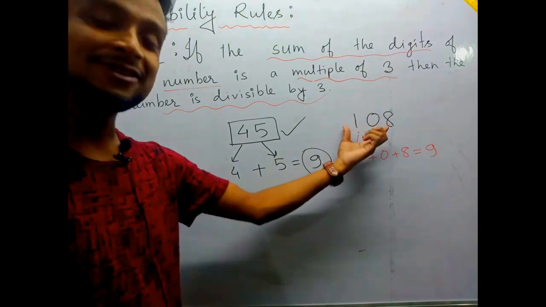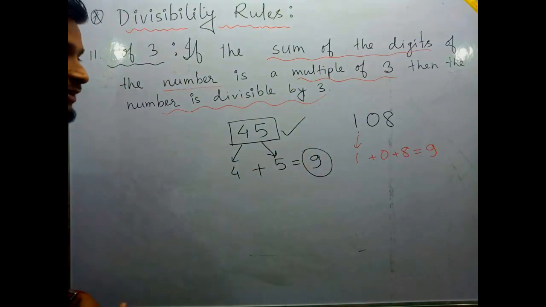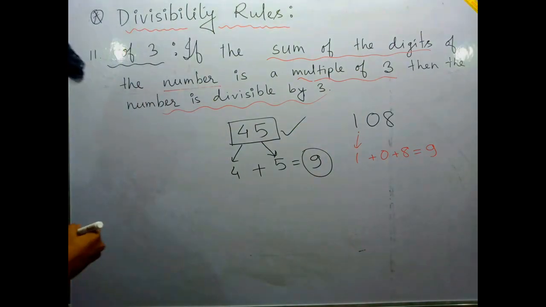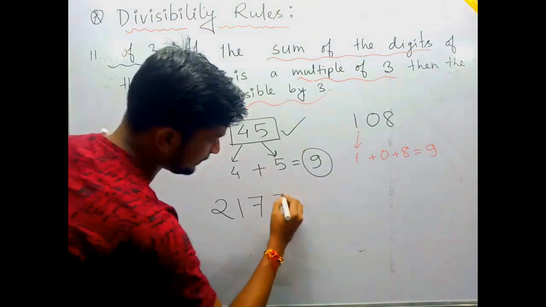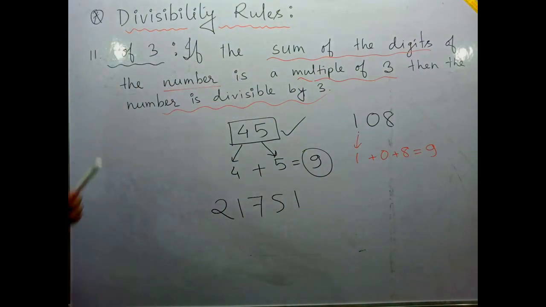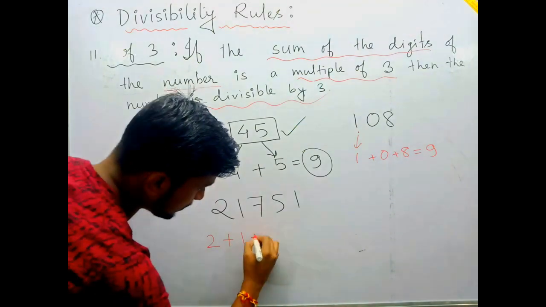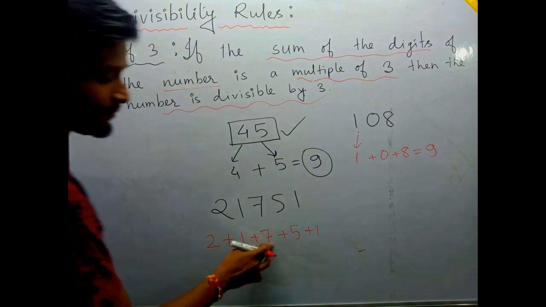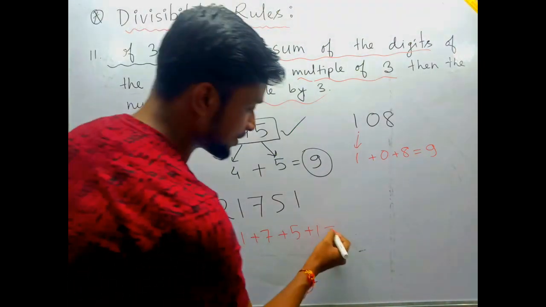Or 108 is a multiple of 3. Okay, all right, so let's take some more examples. Like suppose 21751. Now check it for 21751. What is the summation? 1 plus 2 is 3, 3 plus 7 is 10, 10 plus 5 is 15, plus 1 is 16. The summation is 16.